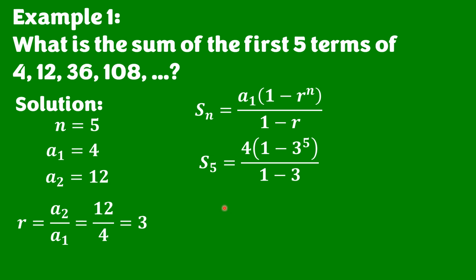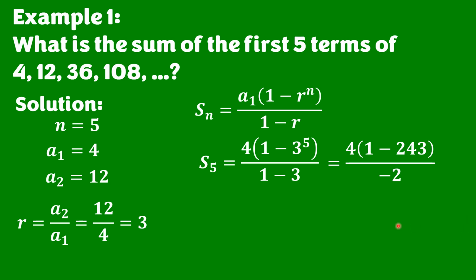So we have S sub 5 is equal to 4, that is the value of a sub 1, times the quantity of 1 minus 3, 3 is the value of r, raised to 5, and 5 is the value of n, and then all over 1 minus 3. So this is r. And then to simplify, we're going to determine the value of 3 raised to 5. And 3 raised to 5 is the same as 3 times 3 times 3 times 3 times 3. And that is equal to 243.